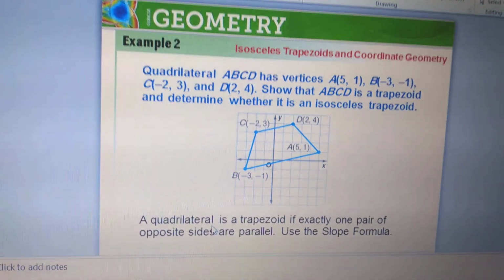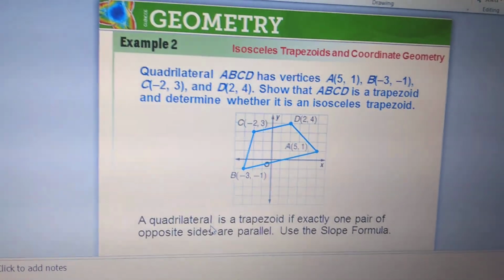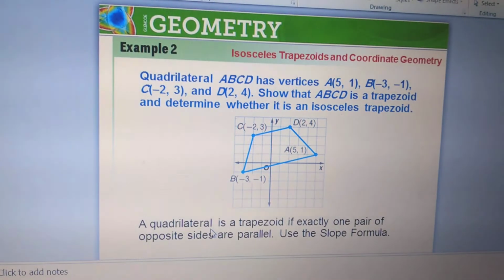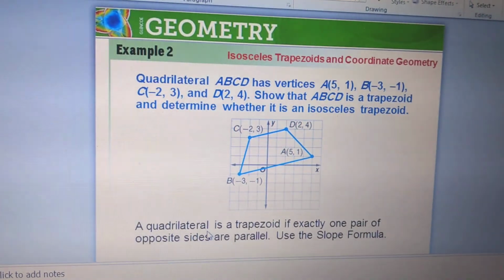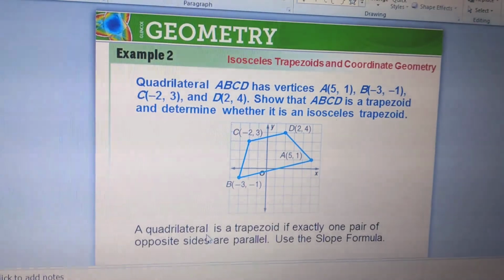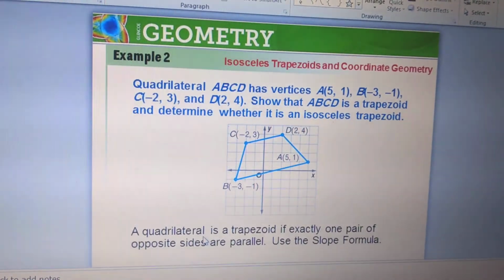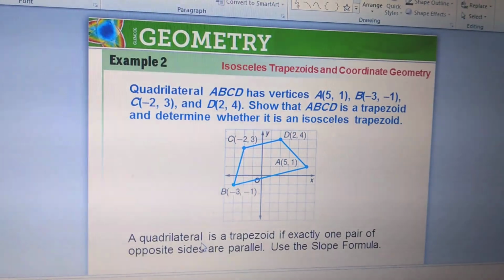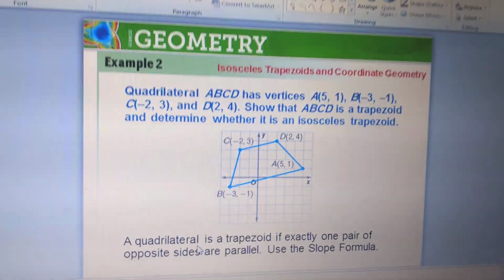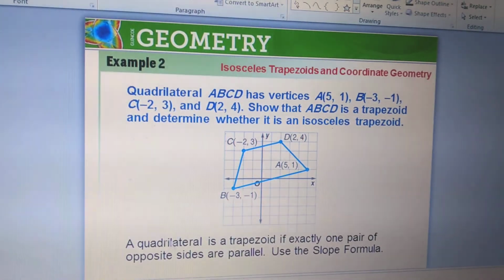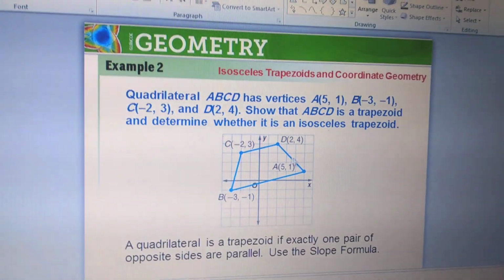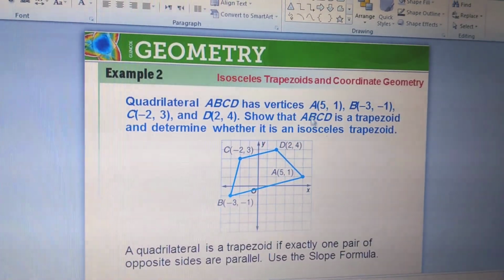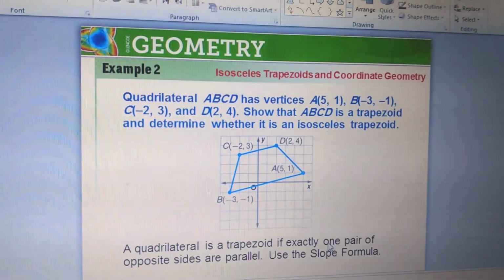Quadrilateral ABCD has vertices A (5, 1), B (-3, -1), C (-2, 3), and D (2, 4). Show that ABCD is a trapezoid and determine whether it is an isosceles trapezoid. The first step in such a question is that we must graph the figure. We graph it here. We plot each point, then we match between them.